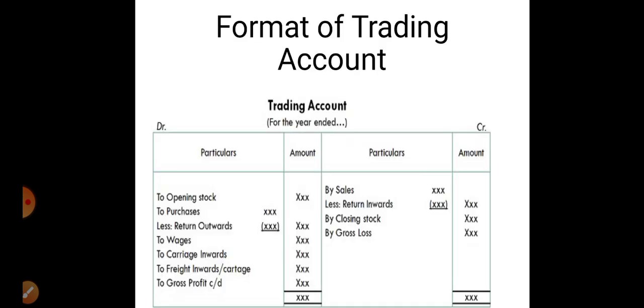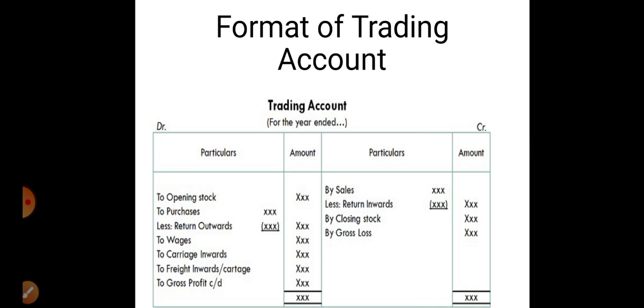Now we have the format of trading account. Let's see the format of trading account. Whenever we are going to prepare trading account, the main title, that is trading account, will be written in the center. Then we will write the year ended and the date will be mentioned, like 31st March 2020. Then we have two sides, debit side and credit side.